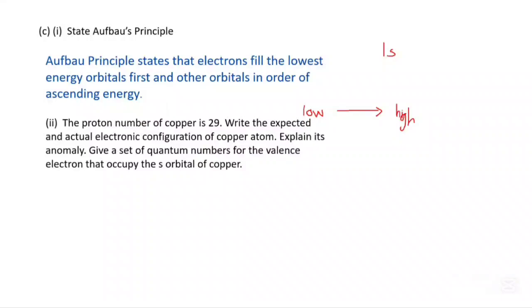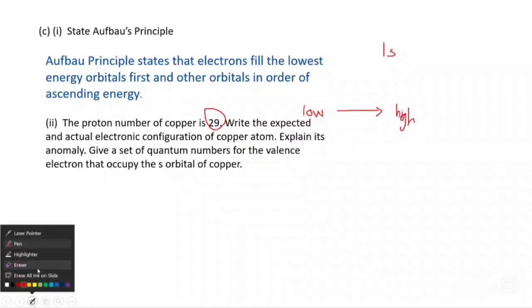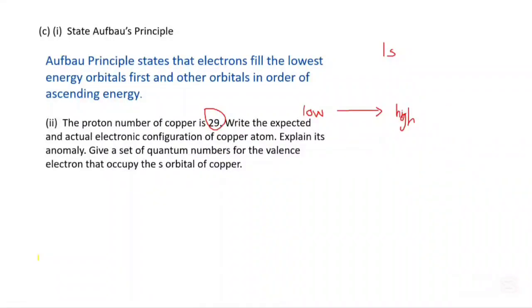The proton number of copper is 29. This is the information given in the question. Write the expected and actual electronic configuration of the copper atom. Explain its anomaly. Give a set of quantum numbers for the valence electron that occupies the s orbital of copper. The question is a bit long, so I suggest highlighting what the question wants us to answer.